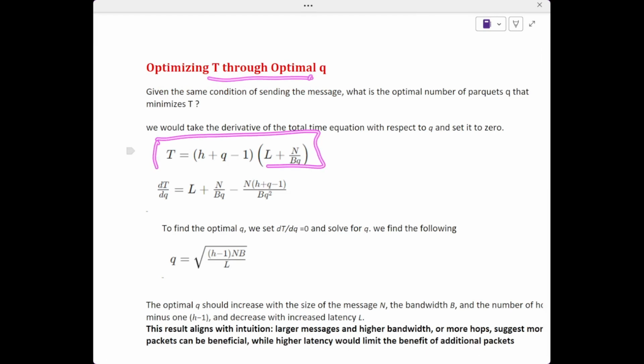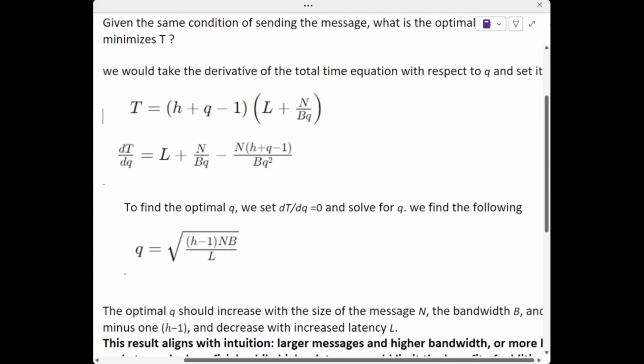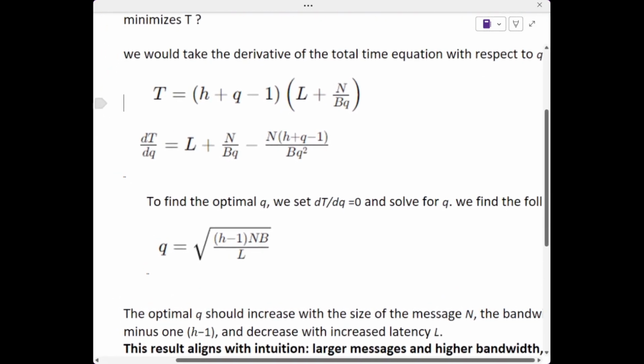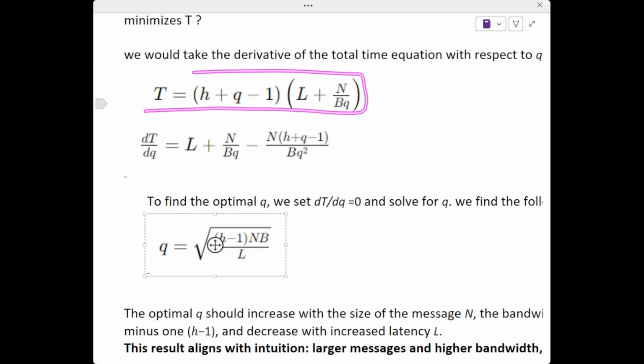This is our t. We can take the derivative of the total time equation with respect to q. We take the derivative of this with respect to q, we find q0, which is this one.